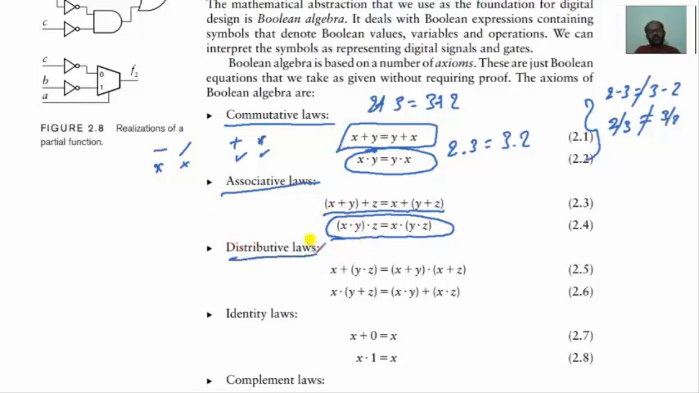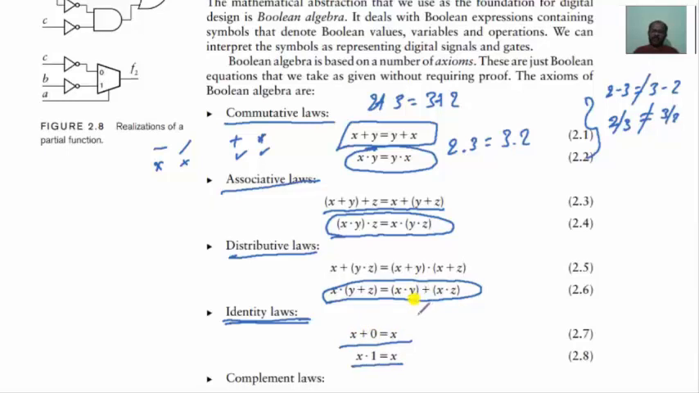Similarly, the distributive law says x times (y plus z) equals (x plus y) times (x plus z). The commutative law for addition: (x plus y) times z equals (x plus y) times (x plus z). Similarly, the identity law, you should know: x plus 0 equals x, x into 1 equals x. Suppose x equals 0, then I will be getting 0 plus 0 is 0. Suppose x equals 1, then 1 plus 0 is 1.